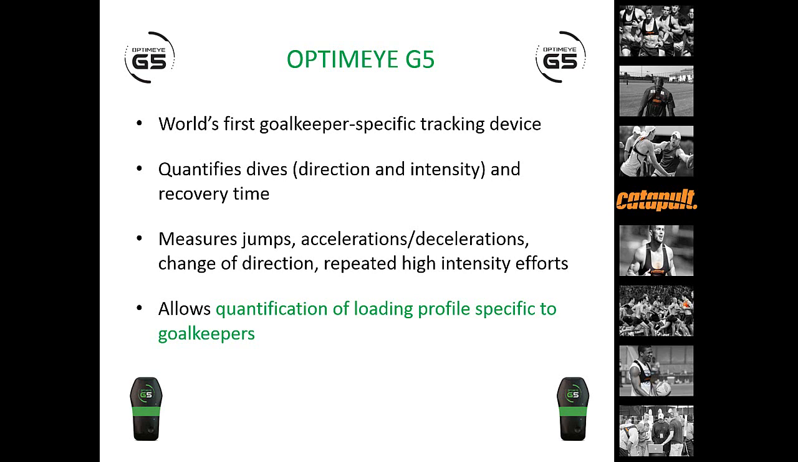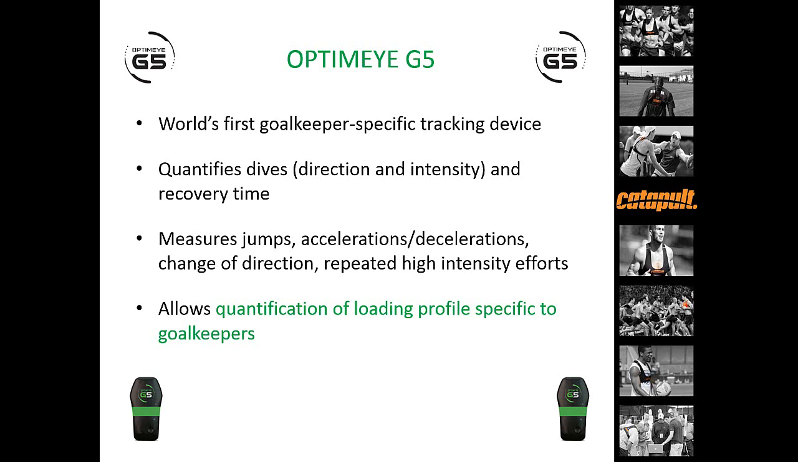And then we want to look at other things as well, such as the jump. So we want to see obviously the count, but also the intensity of each jump, how high each jump is. Acceleration and deceleration work is crucial for rushing out from the box. Change of direction, we mentioned before, to improve agility. And then also quite a crucial part for goalkeepers is the repeated high intensity efforts.